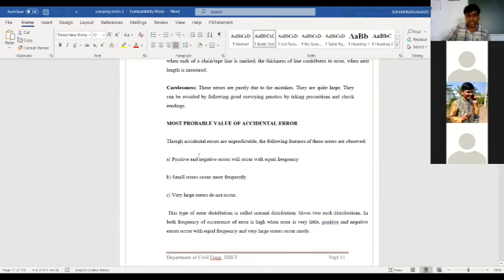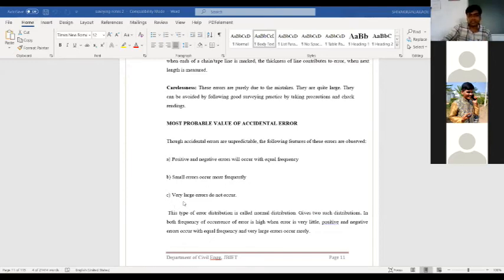Now what are the accidental errors we're going to have? We'll go one by one. Positive and negative errors will occur with equal frequency. This also we studied. Then small errors occur more frequently. Whatever small errors we have on the field will keep on adding and keep on increasing from the beginning where it got started.